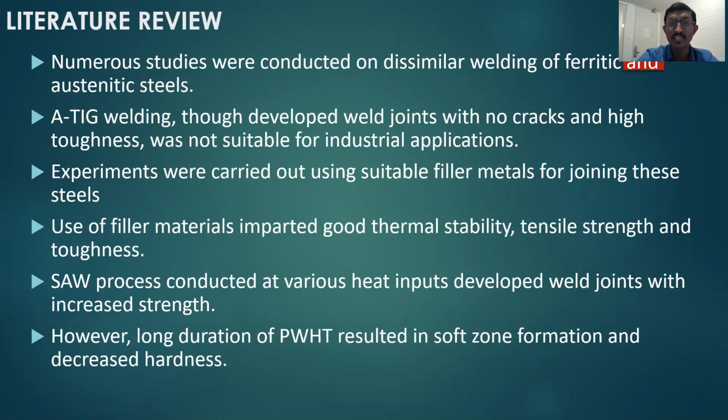Other experiments employed filler materials that can be used for joining austenitic stainless steel with other dissimilar metals. These filler materials imparted good thermal stability, high tensile strength, and toughness. The commonly used filler materials were ER2209 and Inconel 617. Further, submerged arc welding processes were also conducted to produce dissimilar weld joints at various heat inputs. However, the dissimilar weld joints exposed to longer durations of heat treatment resulted in soft zone formation, which is associated with carbon migration.